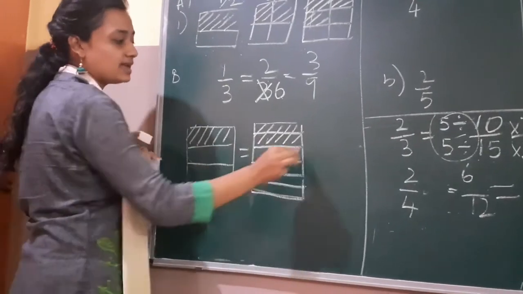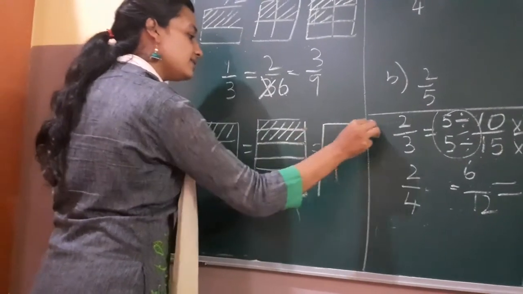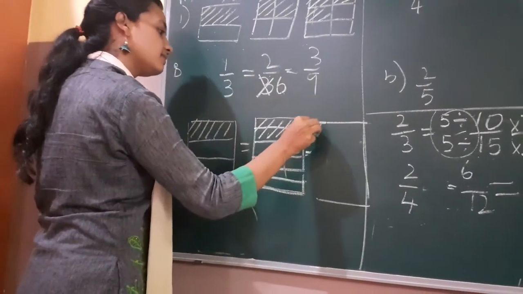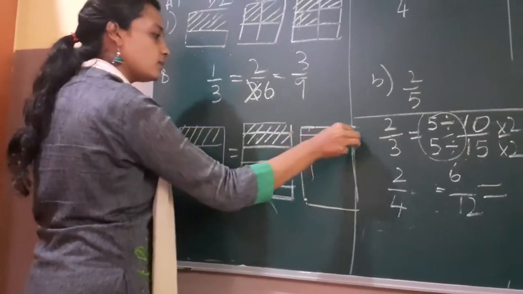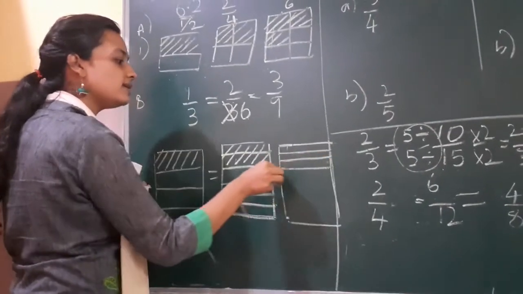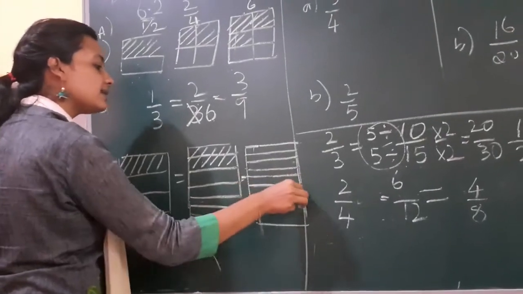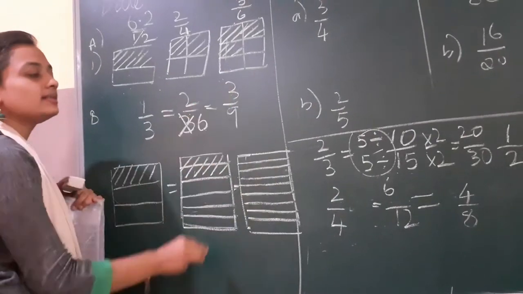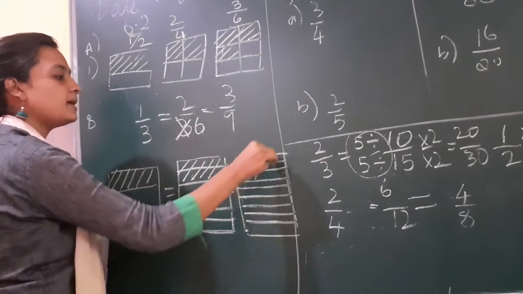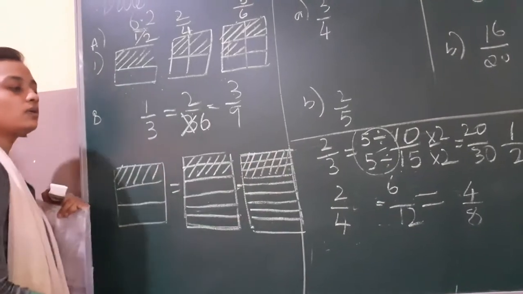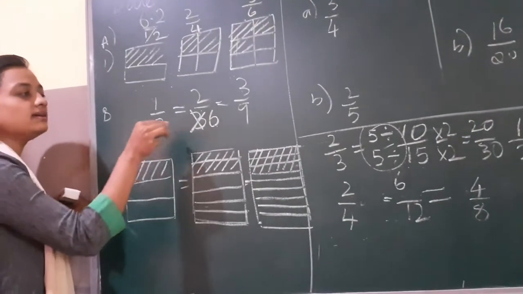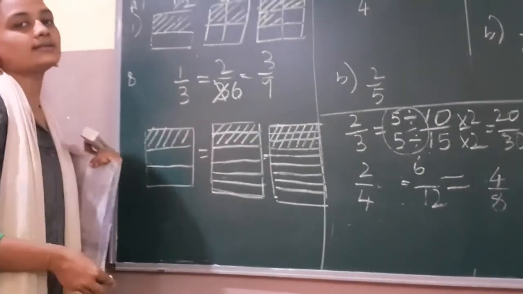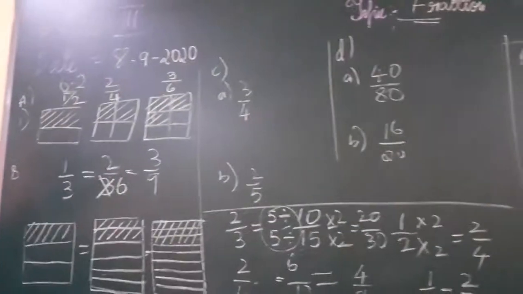Now take the same size box and divide it into 9 pieces. 1, 2, 3, 4, 5, 6, 7, 8, 9. How many should I shade? 3. 1, 2, 3 parts I shade. So we finished drawing and we shaded the equal parts by different pieces. Now let us go for the third main.